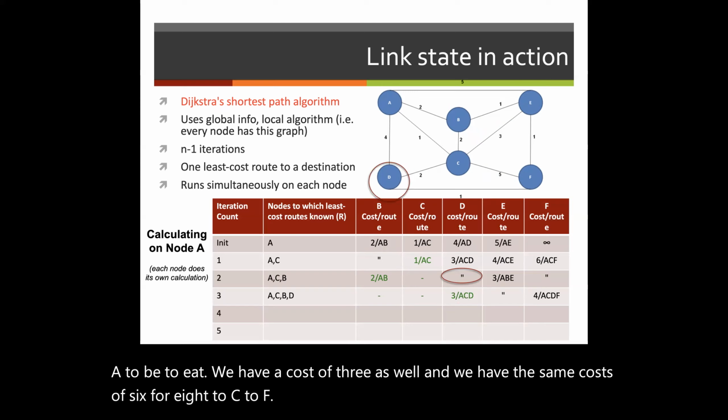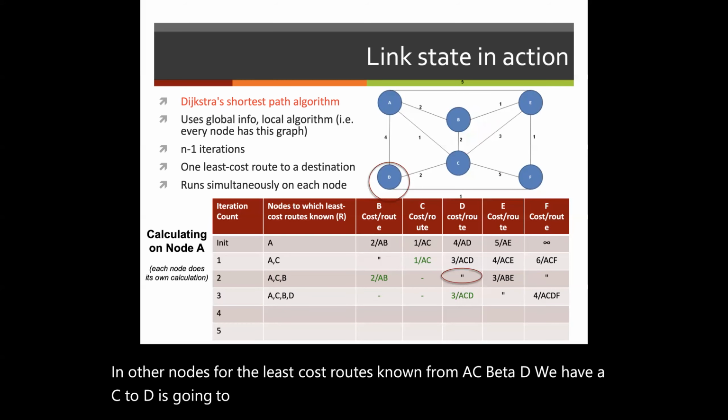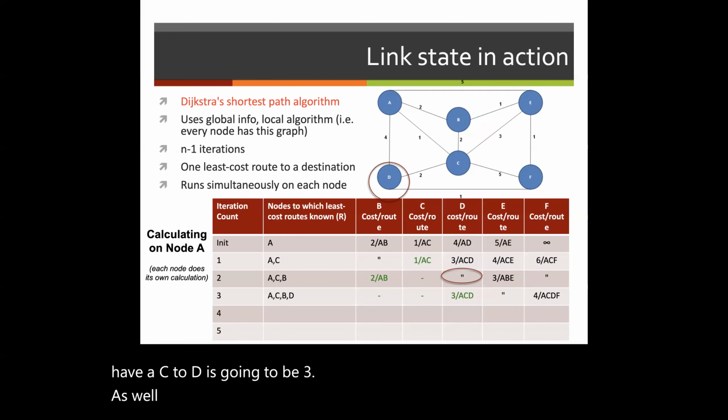And other nodes for the least cost routes known from A, C, B to D, we have A, C to D is going to be 3, as well as A, B to E is going to be 3, and A, C, D, F is going to be 4.